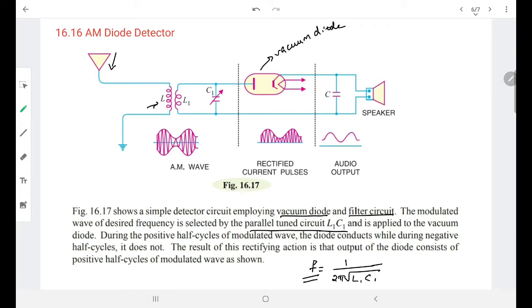So the vacuum diode will do the same process. There are some differences between the original diode, our usual ordinary semiconductor diode, and the vacuum diode, but the properties and features are similar.